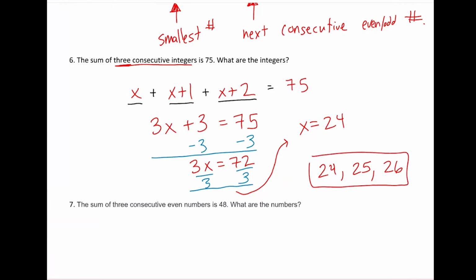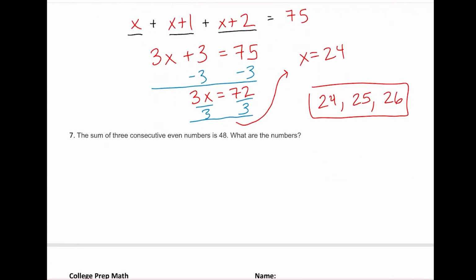Let's go ahead and finish up here. We got one more problem before I start getting you to work on your own. It says the sum of 3 consecutive even numbers is 48. What are the numbers? So they're consecutive, but they're also even. So instead of being like 1, 2, 3, 4, 5, it's 2, 4, 6, 8, 10. In other words, each number is 2 away from the previous one.